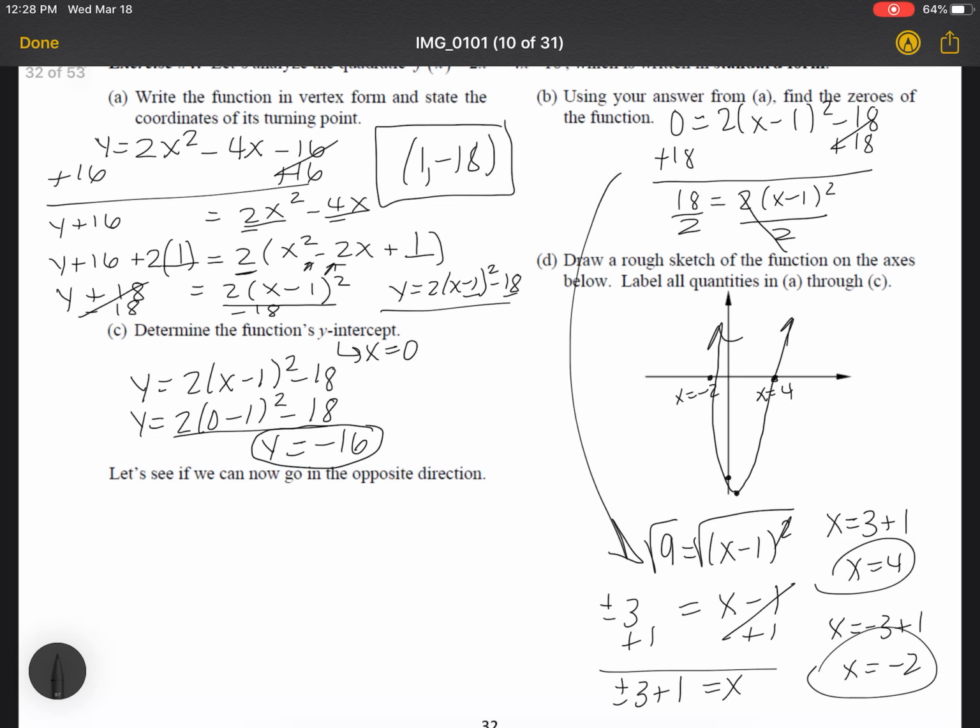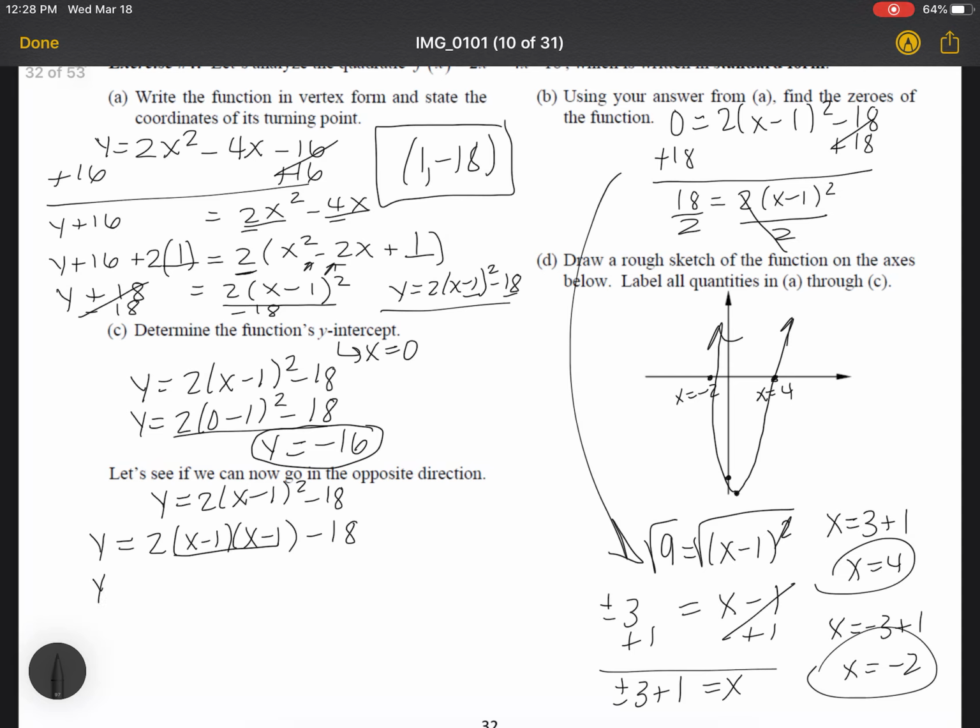Now, last step says, let's see if we can go in the opposite direction. So what this is asking you to do is take that vertex form and get it into the normal quadratic standard form that we're used to seeing. Okay, so we're just going to follow PEMDAS here. Let's take care of the exponent first. When we're squaring x minus 1, that means we're multiplying it by itself.